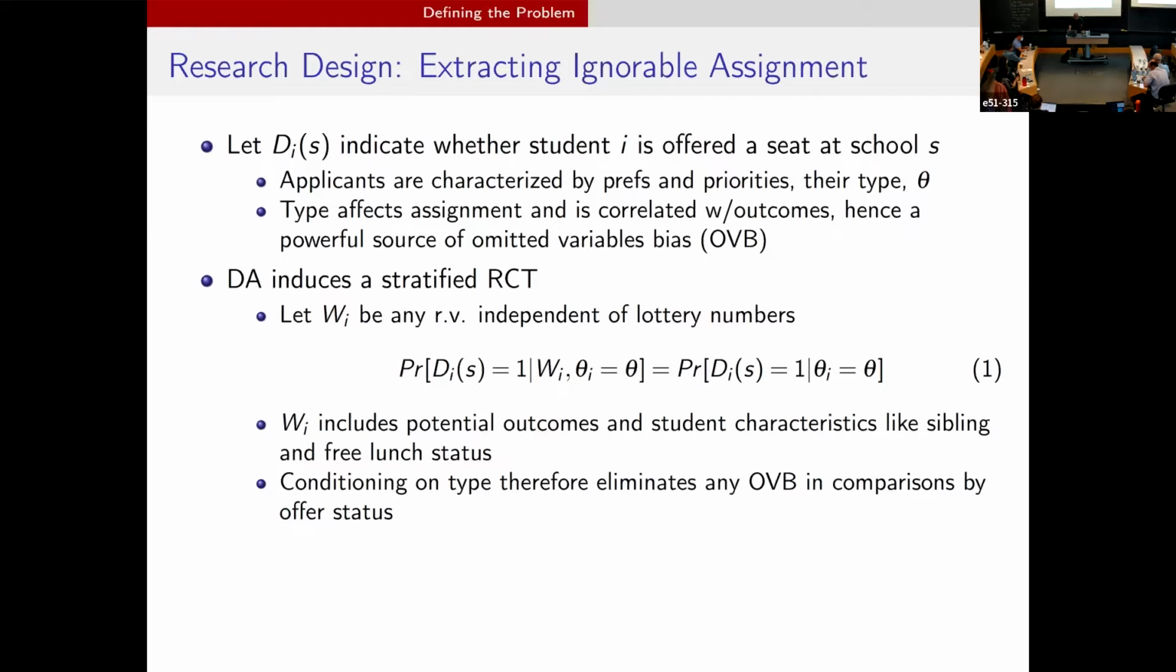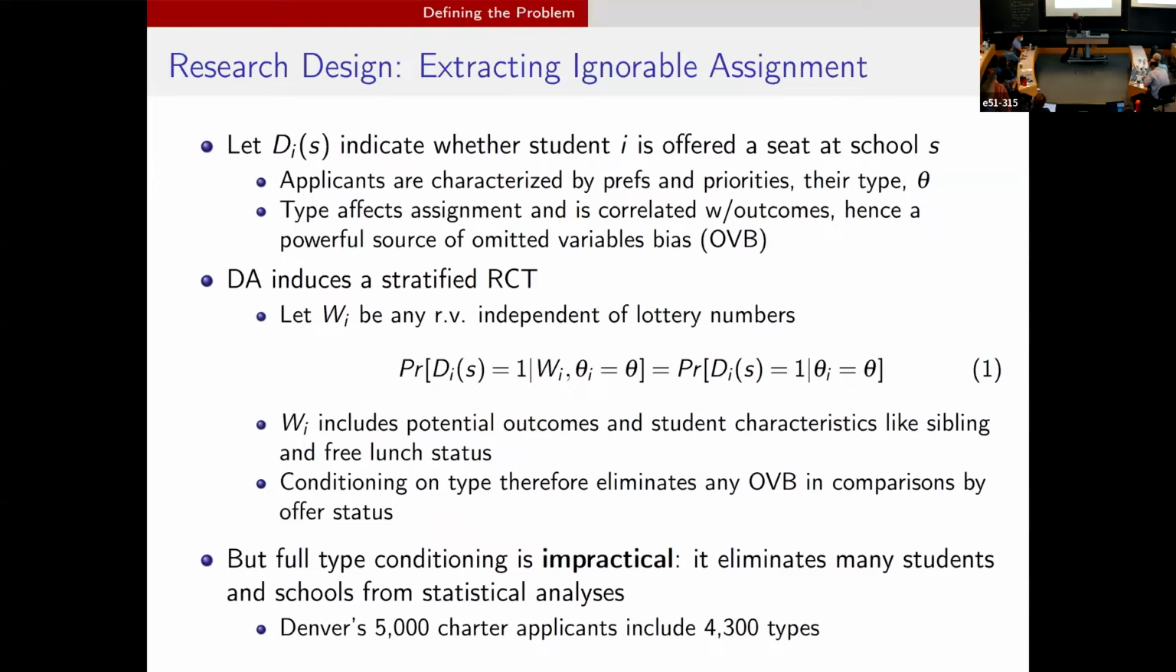And in fact, in the Denver application that I'm going to show you some numbers from, it turns out that full type conditioning is impractical, okay? So if we look at students in Denver who applied to a charter school, of the roughly 5,000 applicants who applied to a charter school, there's 4,300 different types.